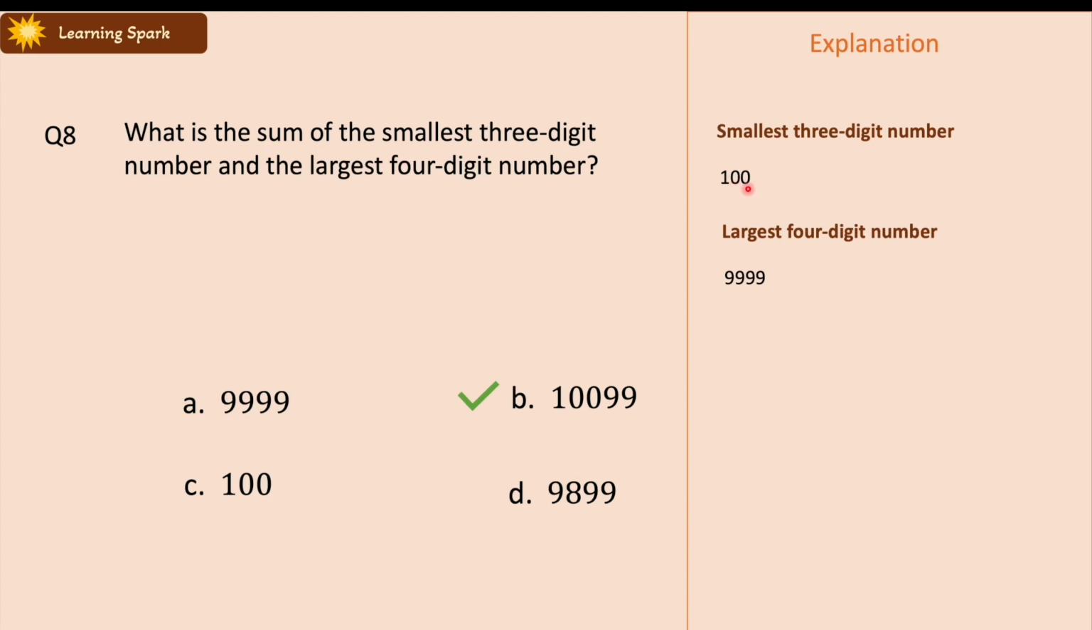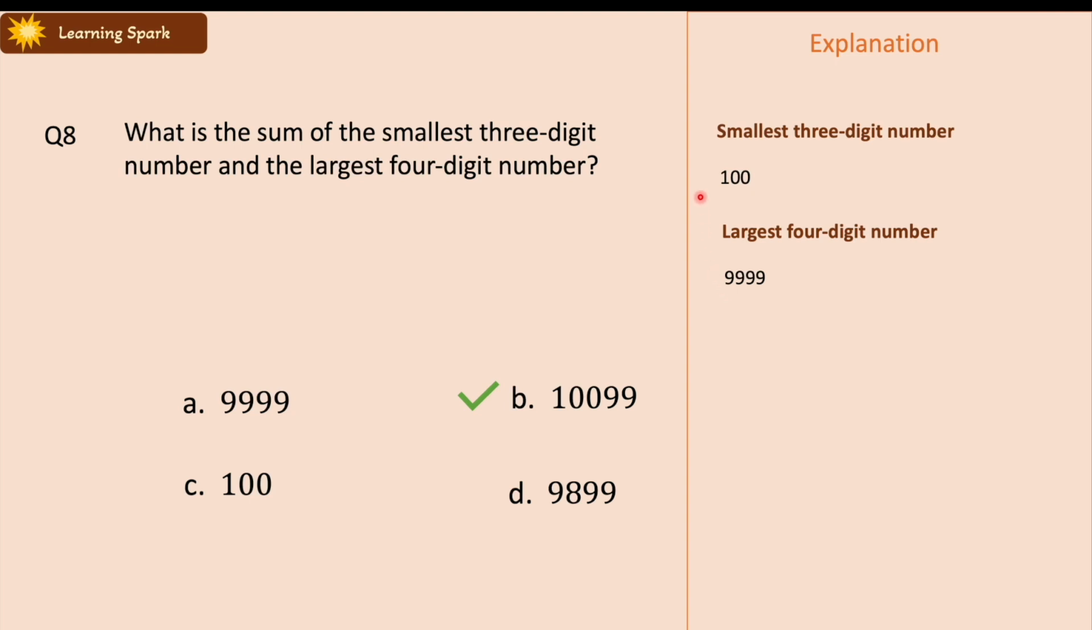After this, there is 101, 102. All the other 3-digit numbers are greater than 100. So this is the smallest 3-digit number. And this is the largest 4-digit number because after 9999 comes 10,000, basically, which is a 5-digit number. So this is the largest possible 4-digit number.